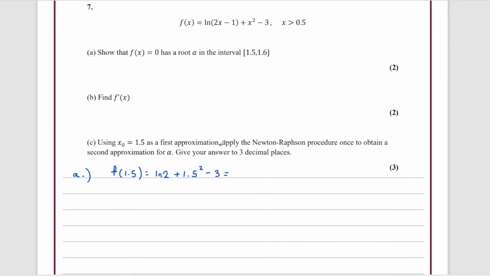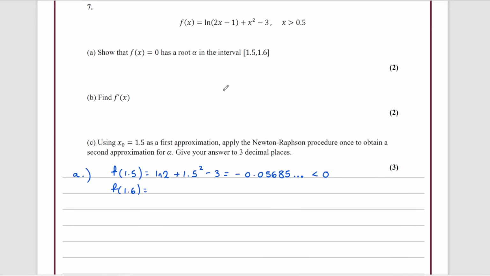And if you do this correctly, what you should find then is you get minus 0.05685. Okay, so we'll keep going on, but to that degree of accuracy is absolutely fine. And clearly this is less than 0, so that's negative. So what we're hoping for now is that f of 1.6 will be positive. That's what we're hoping for.